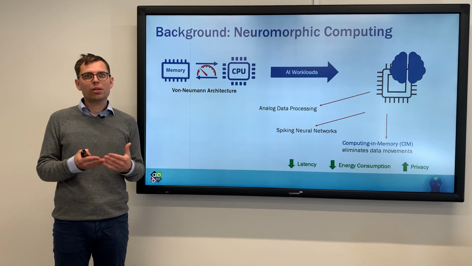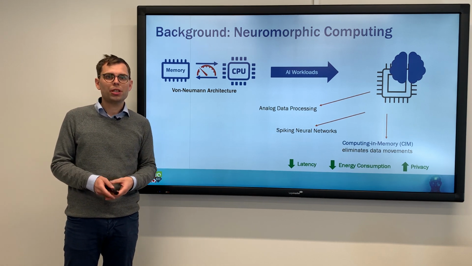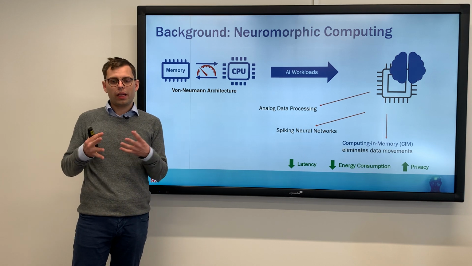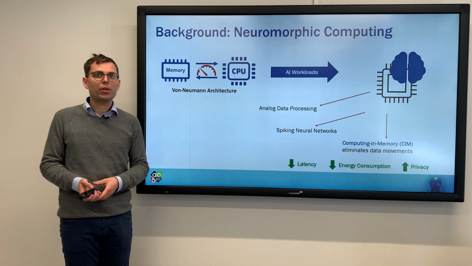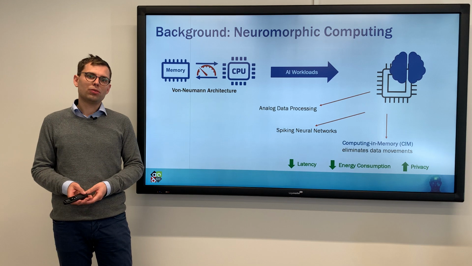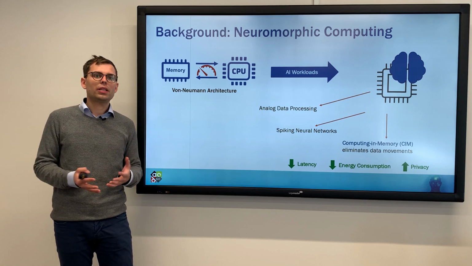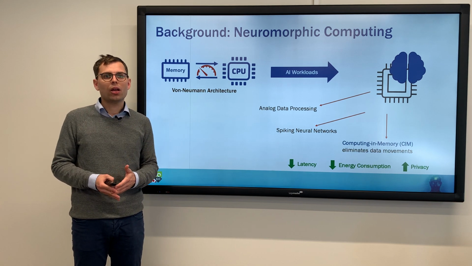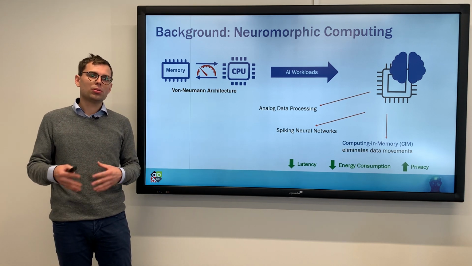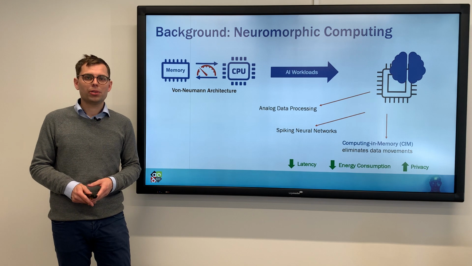So for AI workloads, we are looking for a more efficient solution, and neuromorphic computing, so a chip that is inspired by the way the human brain works, is one possible solution for that. So you find many different terms. For instance, analog data processing is one way to tackle this, or also spiking neural networks are often used under the term of neuromorphic computing.